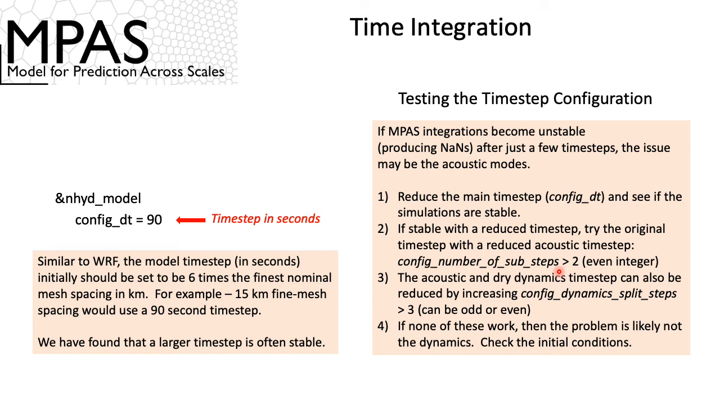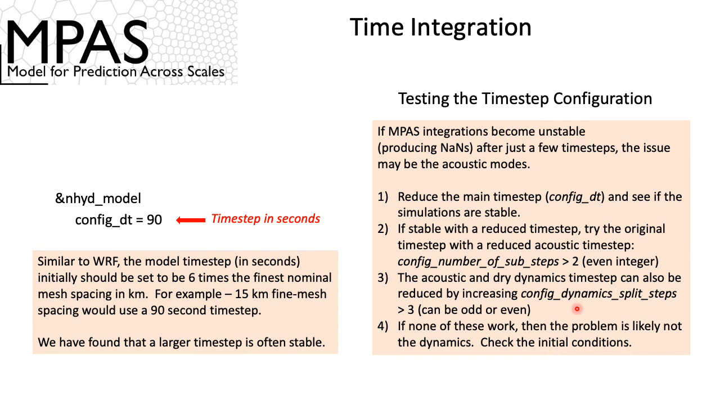It'll take more substeps to get through the Runge-Kutta substeps in the dynamics. The only key thing here is that the integer you set has to be even, because we have to be able to integrate to the halfway point of the time step. That's why we require it to be even, and there's a check in the model to make sure it is. So if you mess up, it'll tell you.